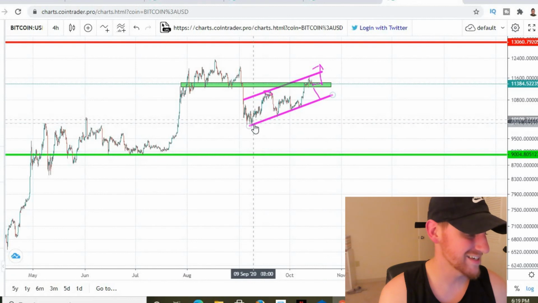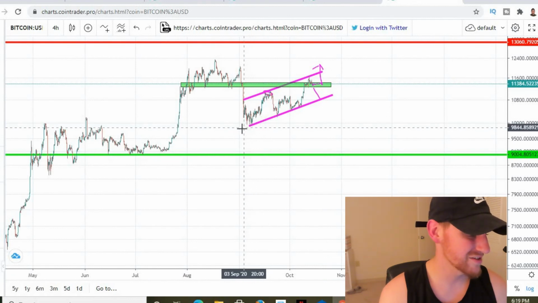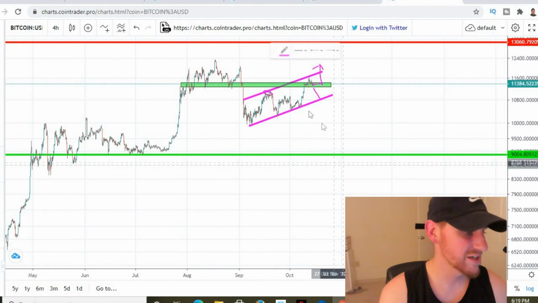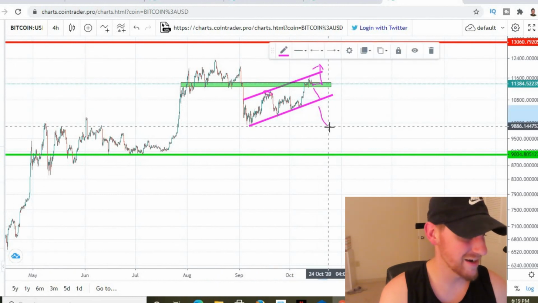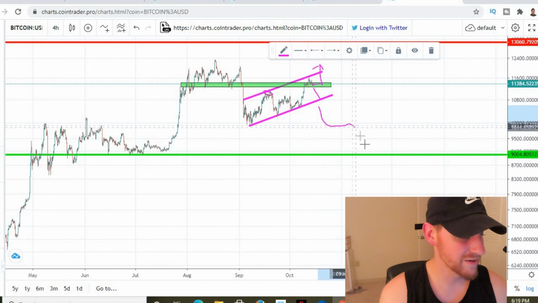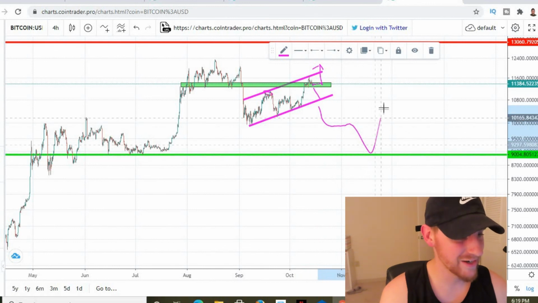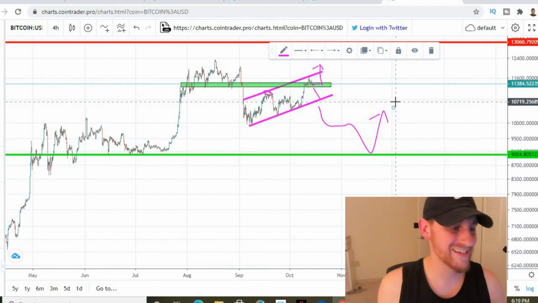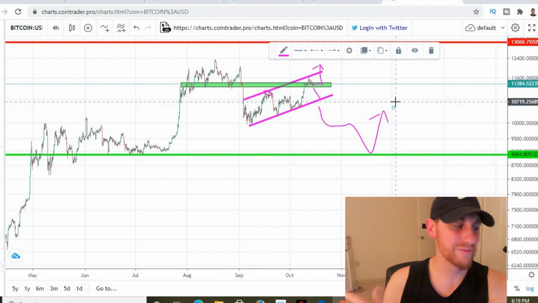Because we already tested this about $10,000 level here, and we already got a test. So naturally, I think we probably come back down, dribble over here for a little bit, and then come back down and retest the 9K area, and then get a nice little bounce. But that's kind of what I see in the long-term time frame for Bitcoin.